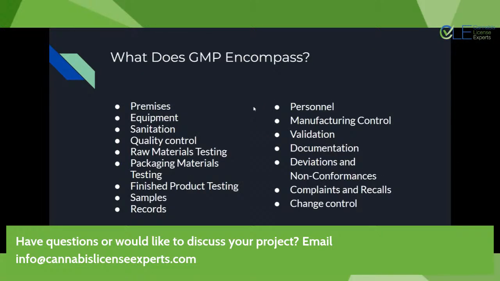So what does GMP encompass? Everything is the short answer, I guess. But if we want to break it down into areas, and we'll go a little bit more in depth into each of these sections in just a moment, you're looking at premises, equipment, sanitation, quality control, your raw materials testing, packaging materials testing, finished product testing, samples, how you're saving those, maintaining them, what the quantities are, all that good stuff. Your records, making sure you have so many records, double records, just keep building more records. Your personnel and your personnel files, manufacturing controls, your validation programs, your documentation programs, deviation and nonconformances, complaints and recalls, and change controls. So we'll get into what each of those things means now.